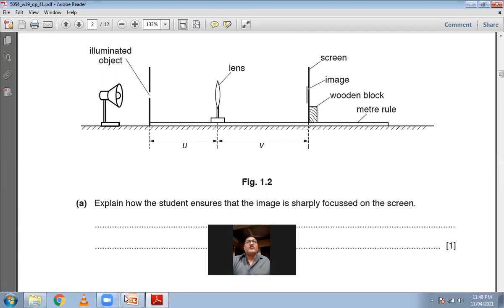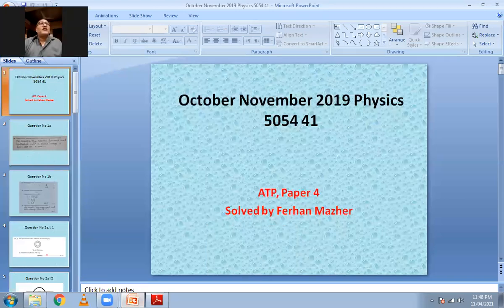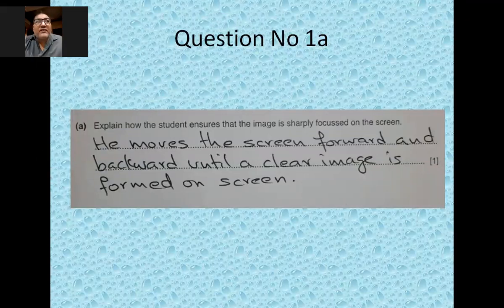Let me show you my answer. I have written this answer. He moves the screen forward and backward until a clear image is formed on the screen.